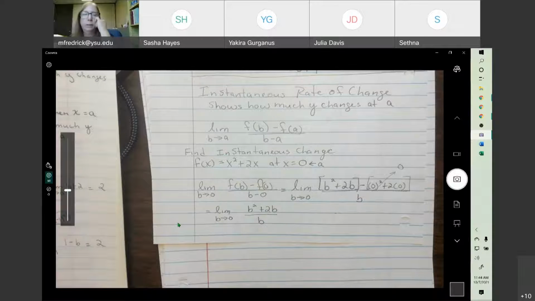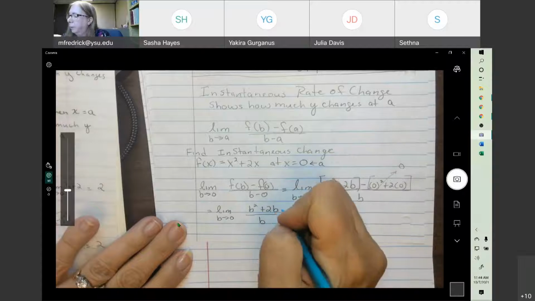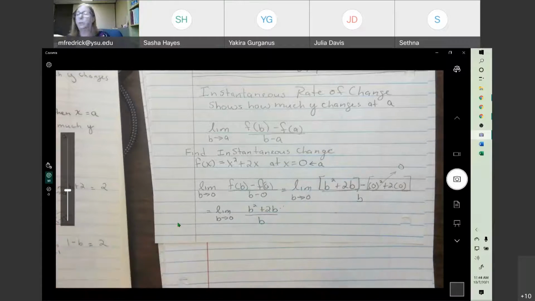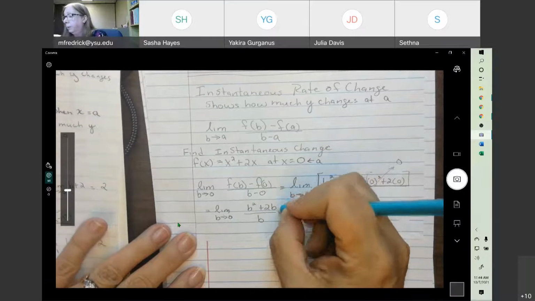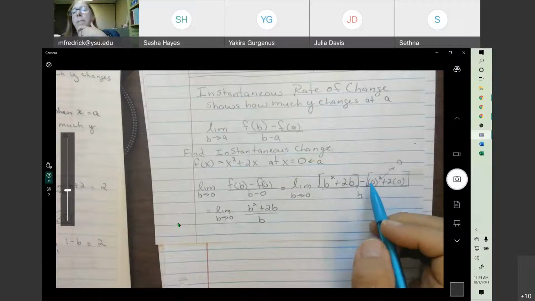Any questions so far? Wait, why did you cross out the 0 squared plus 2 times 0? Since it's going to be 0, we could have put it here, but since it's 0, we can drop it. If it was a number, though, you'd need to keep it. Okay. Yep.